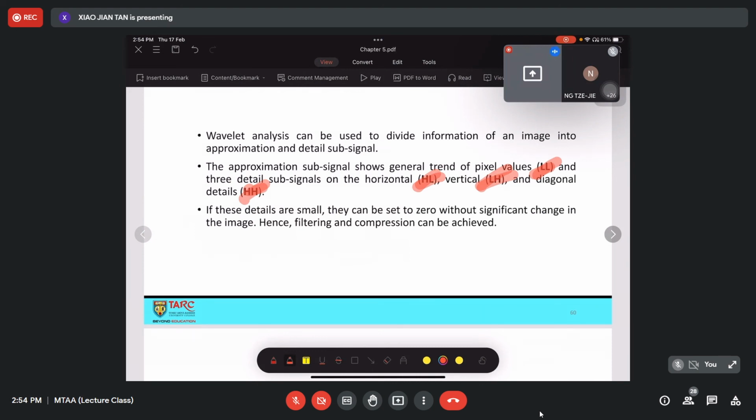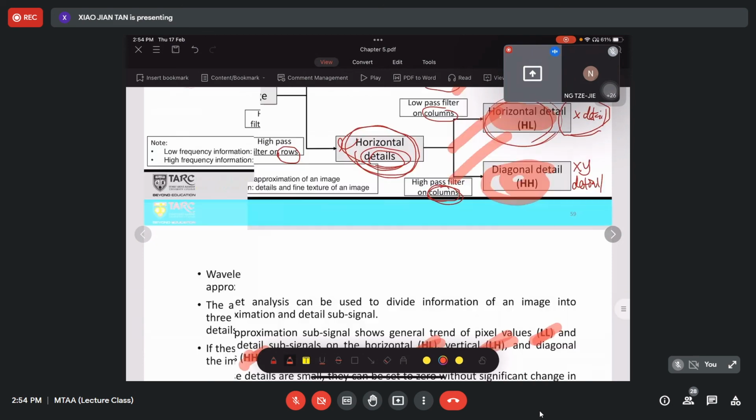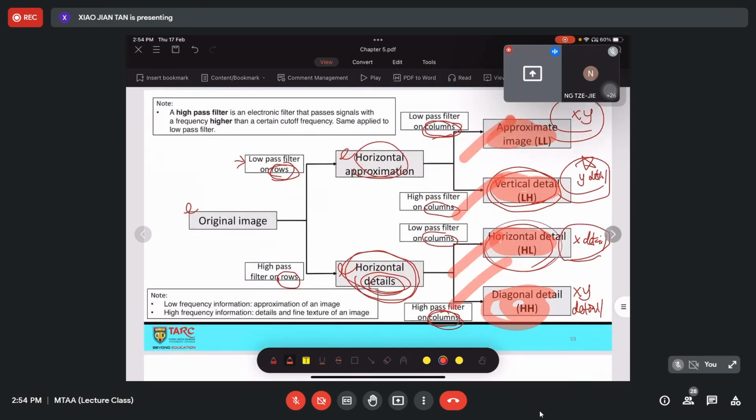Okay. If you are changing between row and column, you still can get 4 different kinds of images. Just maybe not exactly like this one. Maybe this one is referring to a horizontal detail, but because you change it to become vertical detail, the LH will represent a different kind, maybe the vertical image instead of the horizontal details.